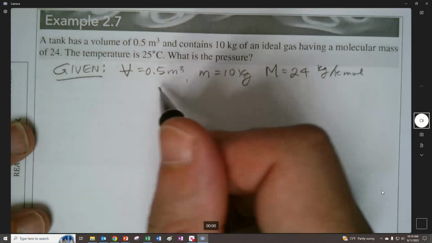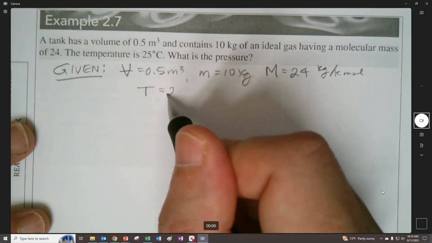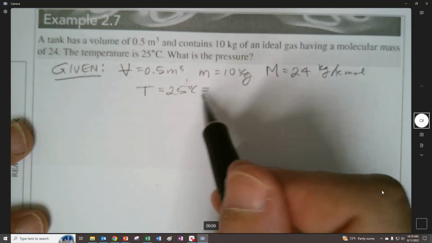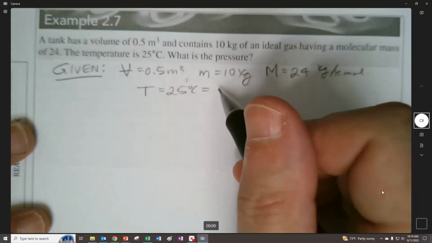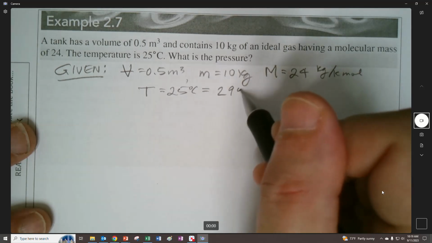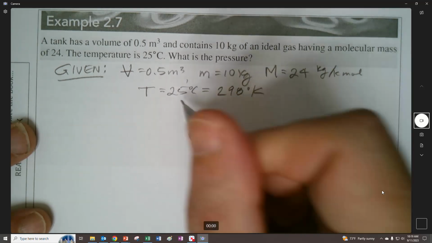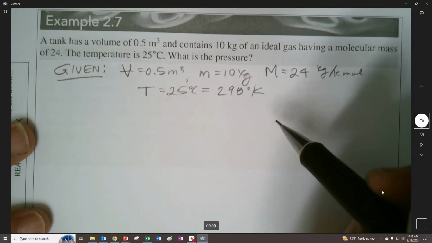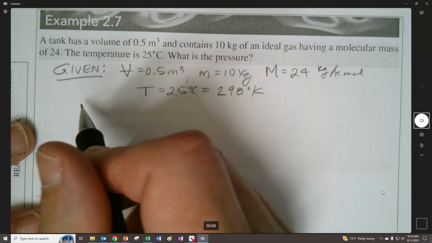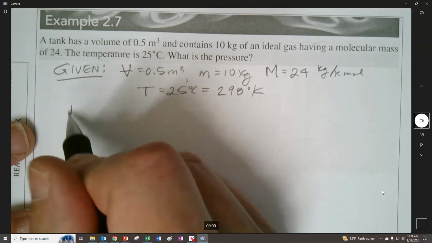And the temperature is 25 degrees Celsius, but as I mentioned before, it's a good idea to quickly turn that into Kelvin, so you won't forget. So we just added 273 to it. And okay, so the find is the pressure.